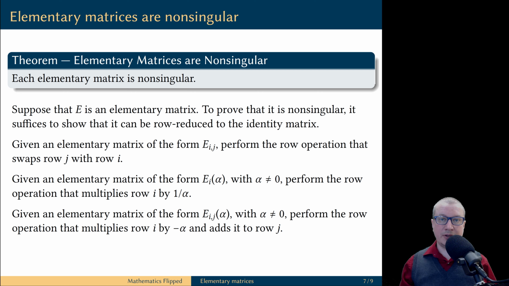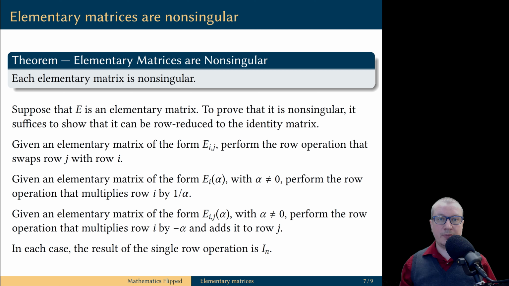Finally, if the elementary matrix was obtained by multiplying row i of the identity matrix by alpha and adding the result to row j, then to go back to the identity matrix, you multiply row i of the elementary matrix by negative alpha and add the result to row j. In essence, each elementary matrix was obtained by performing one single row operation on the identity matrix, and all row operations are reversible, so we can always go back to the identity matrix.